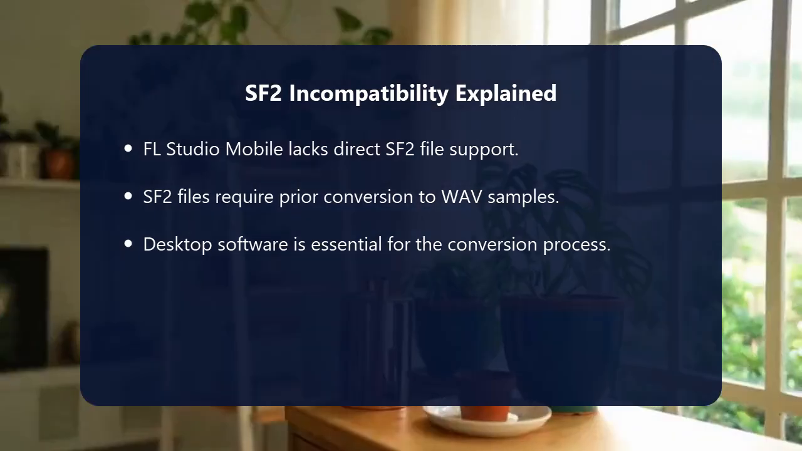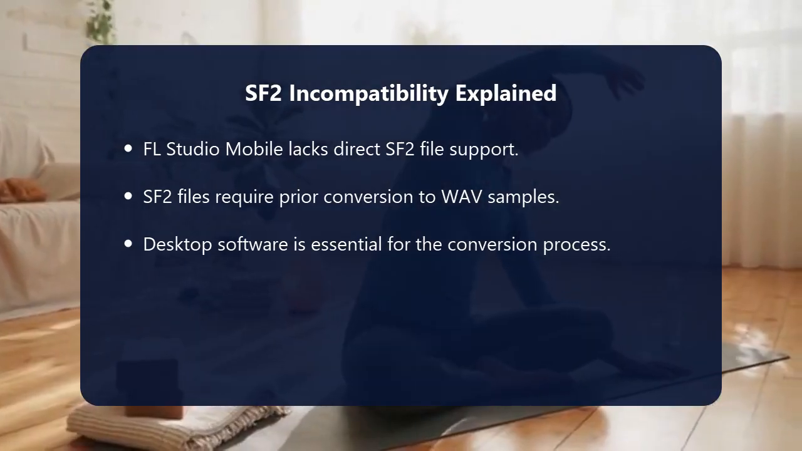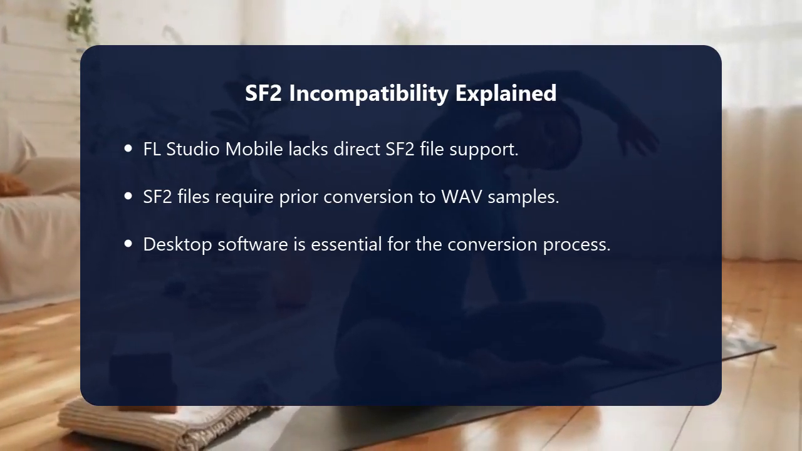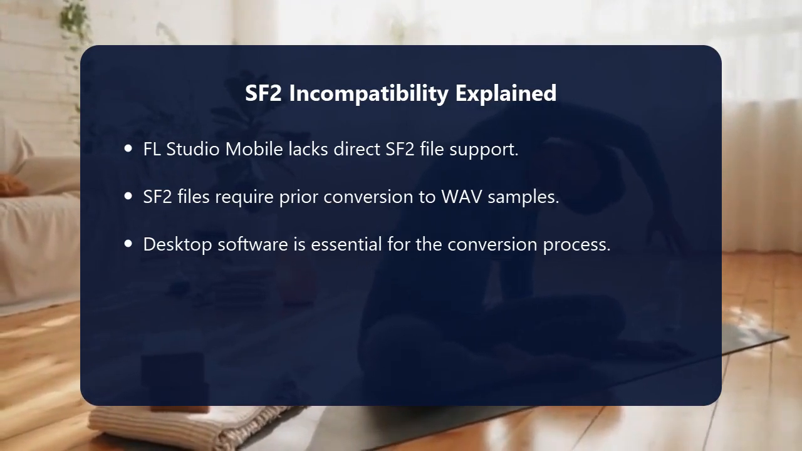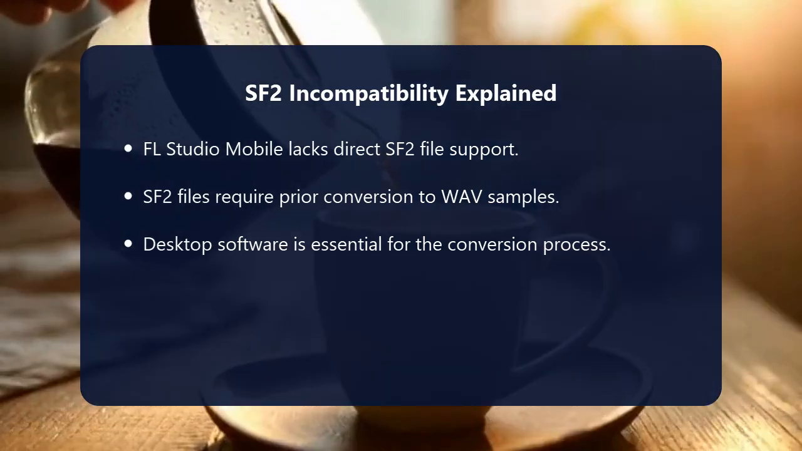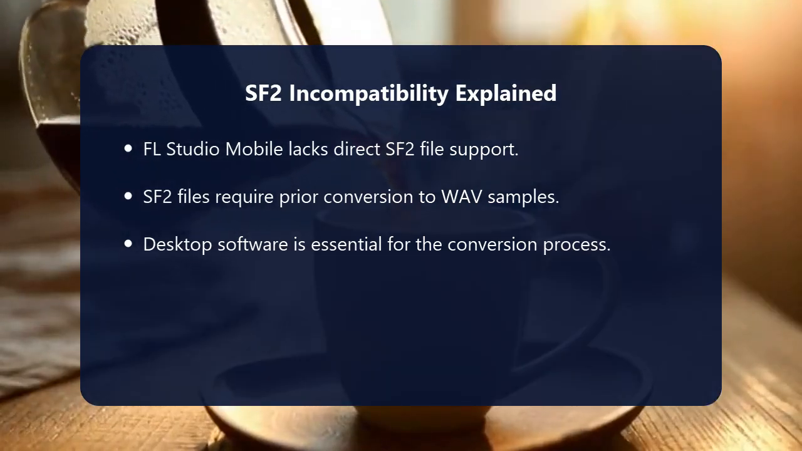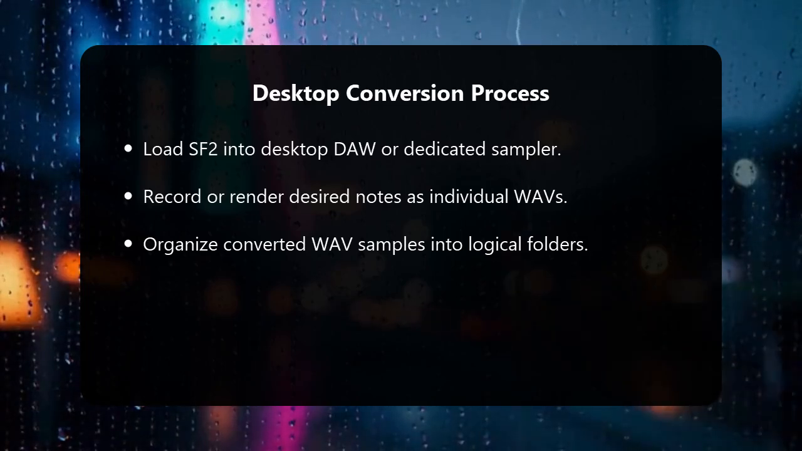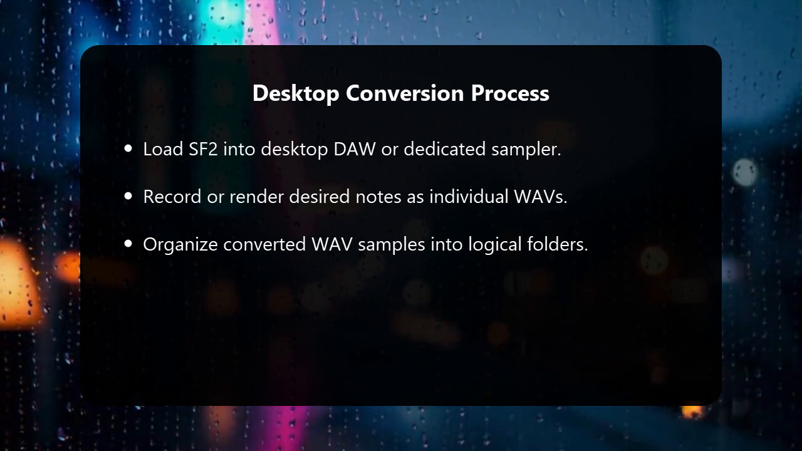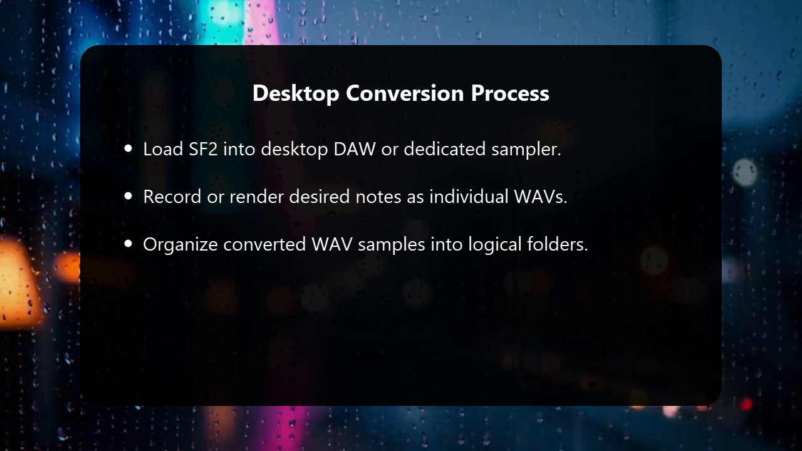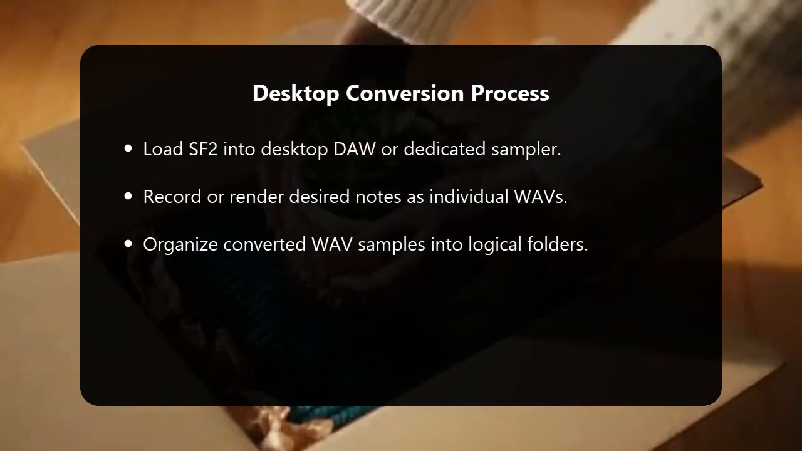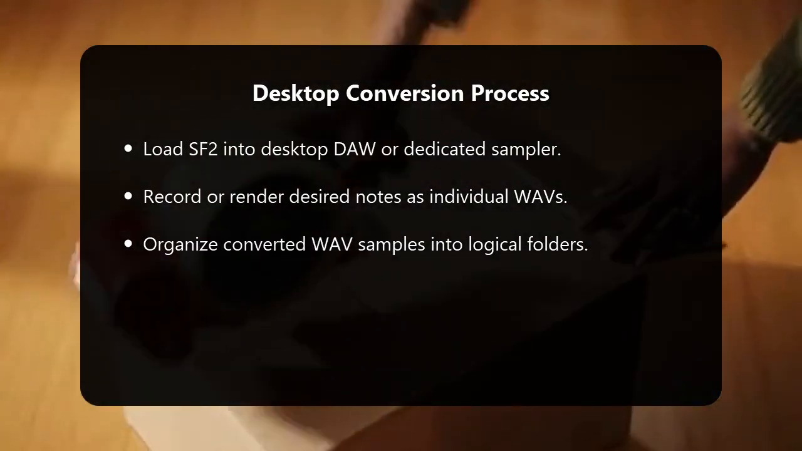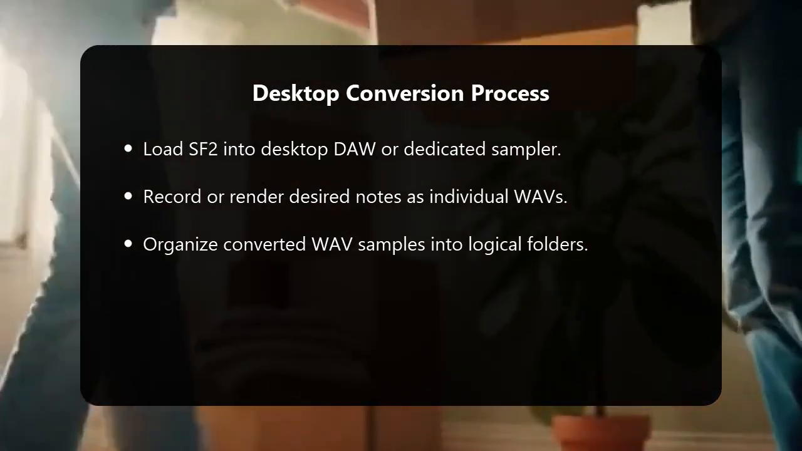The most effective and widely used method involves converting your SF2 files into individual WAV samples using a desktop computer and appropriate software. You'll need a digital audio workstation, DAW, like FL Studio Desktop, Ableton Live, Logic Pro, or dedicated SoundFont players or samplers such as Kontakt, Sforzando, or even simpler SF2 player applications. The process typically begins by loading your SF2 file into one of these desktop applications. Once loaded, you can access the various instruments and patches contained within the SoundFont.